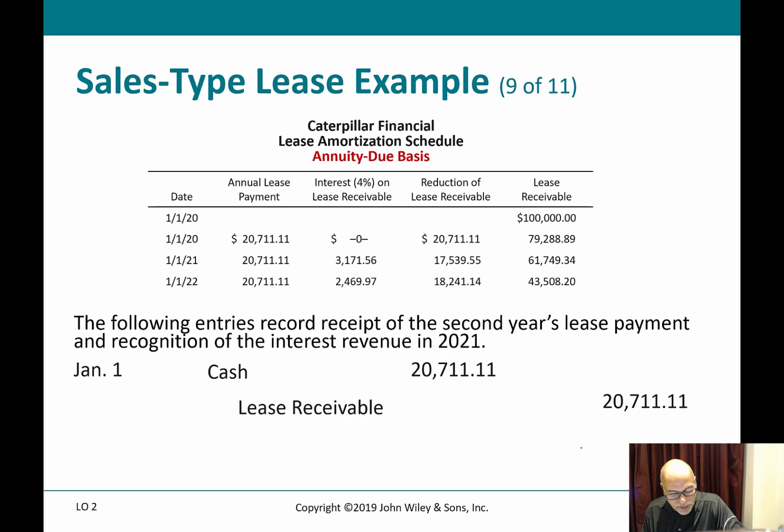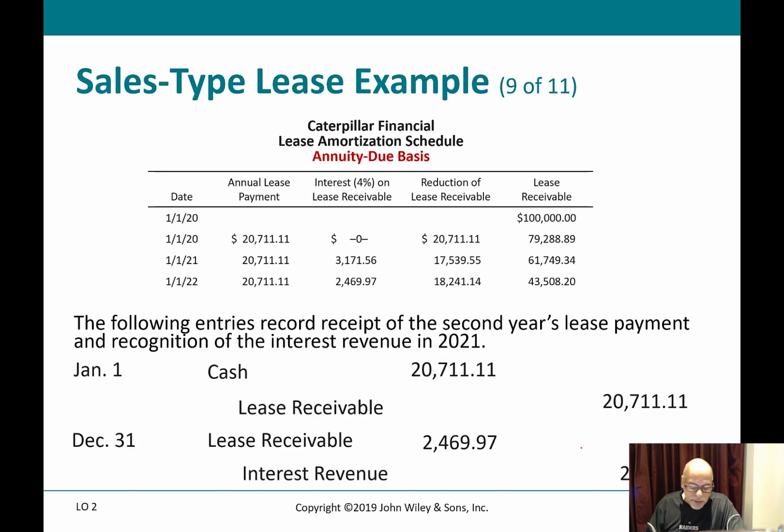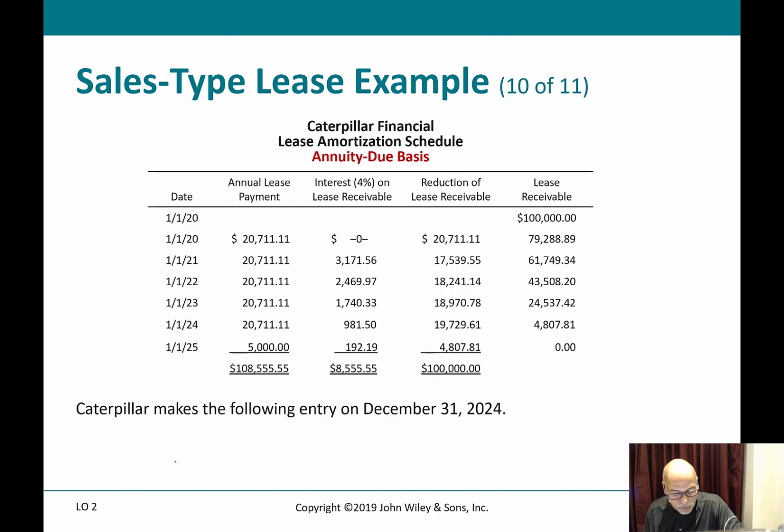Okay, and then when we make that second payment, the first one all went towards principal. This one now will go towards the lease receivable, because we set up the interest, and then at the end of the next year we set up our interest revenue, adding that to the lease receivable. So they add the interest revenue to the lease receivable as each payment pays down on the lease receivable.